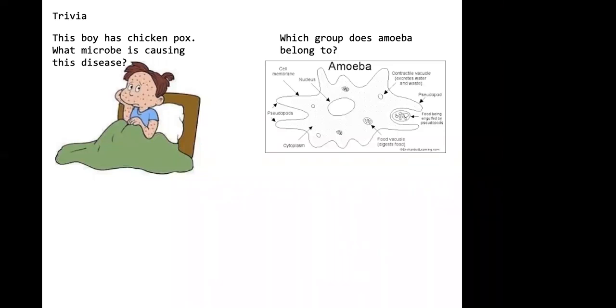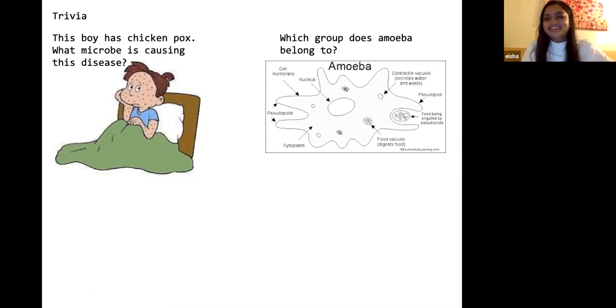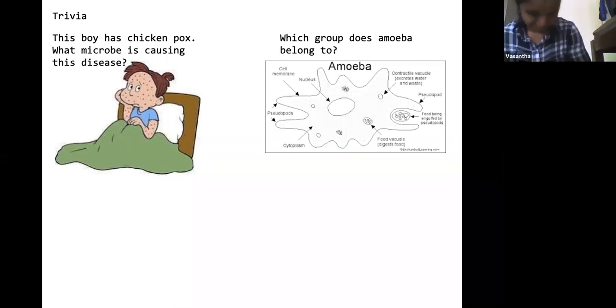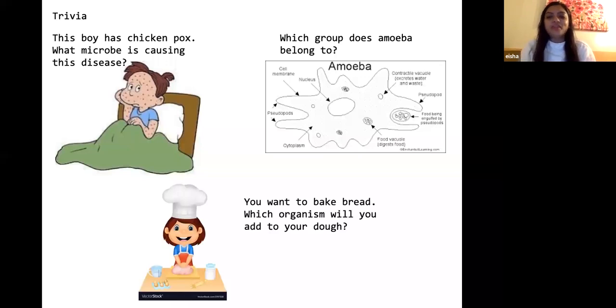That's protist, isn't it? Protista? Yes, you're right. So protozoa is part of protists and amoeba is also part of protists, and amoeba belongs to the group protists.